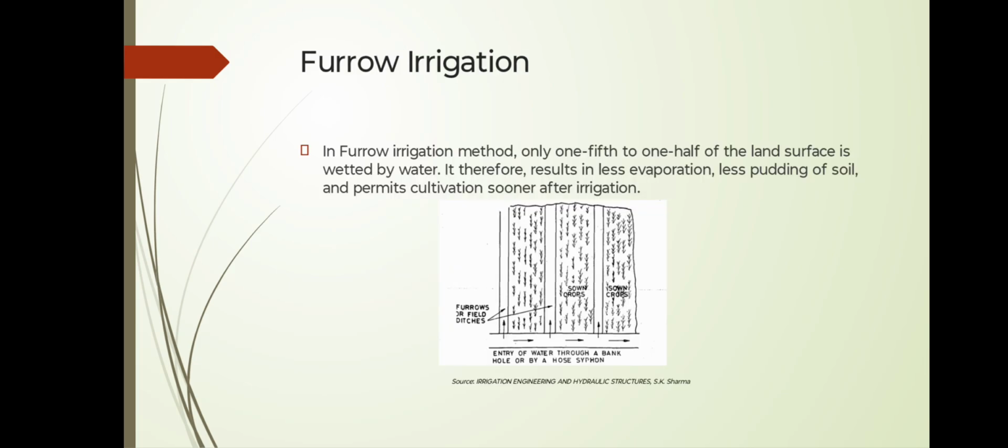Next one is furrow irrigation. In the methods described above, the entire land surface is wetted, while in the furrow irrigation method only one-fifth to one-half of the land surface is wetted by water. The result is less evaporation, less baking of soil, and it permits cultivation sooner after the irrigation. Furrows are narrow field ditches excavated between rows of plants that carry the irrigation water. Spacing of furrows is determined by the proper spacing of the plants. Furrows may vary from 8 to 10 centimeters deep, and the length may be 400 meters. It could be long.